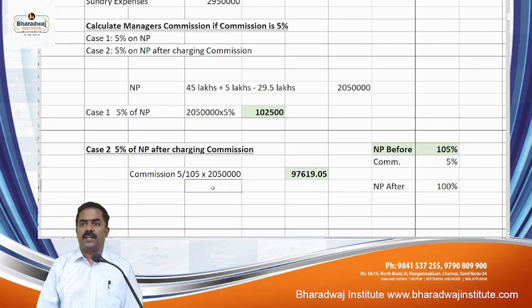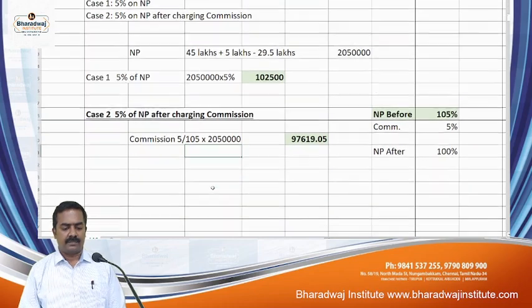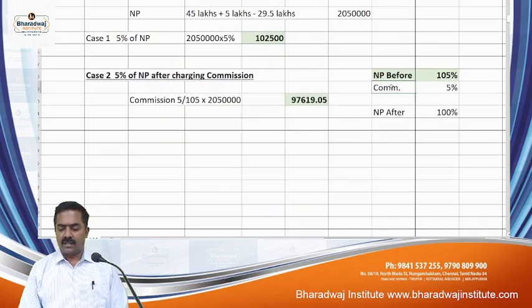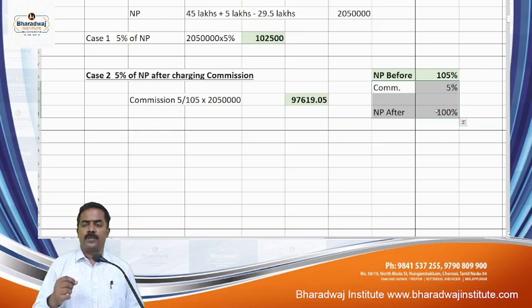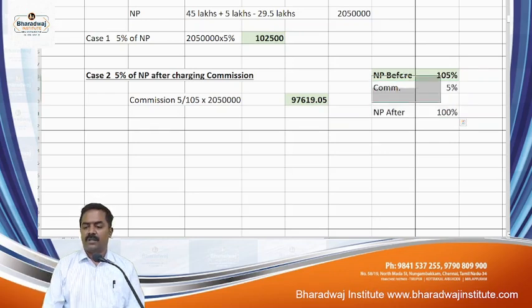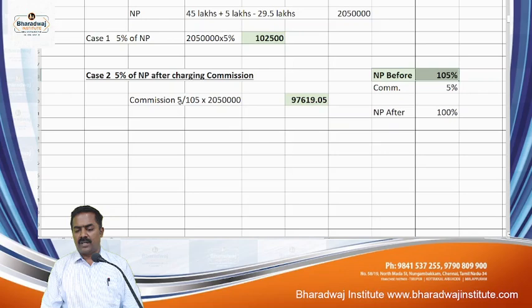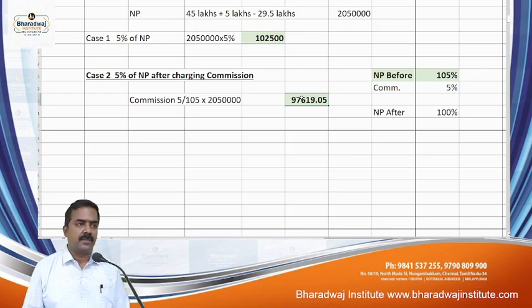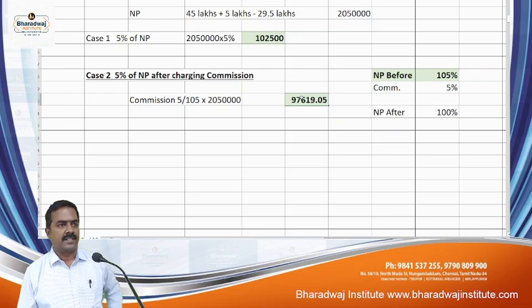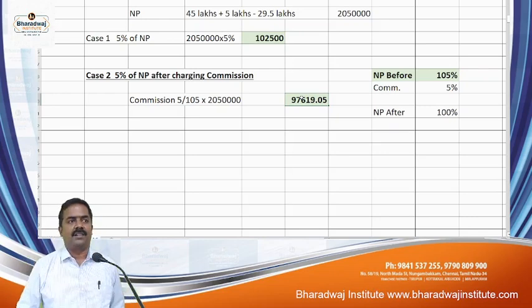Suppose they give you 10%, take it as what? 10 by 110. Do you understand? Commission should be 5 on net profit 100 after charging such commission. So after charging, 100 rupees; 5 rupees commission. Now before charging the commission, how much would it have been? 105. That's why 20,50,000 into 5 by 105. This is your answer. Suppose they give you 1% after charging this commission, 1 by 101. Probably you may expect this question in the exam. Sure shot, you will get that particular question correct.